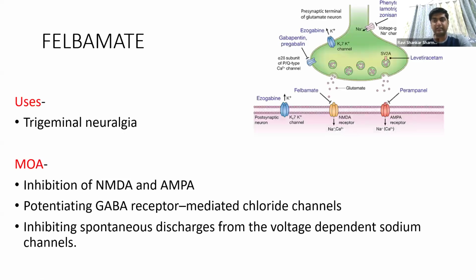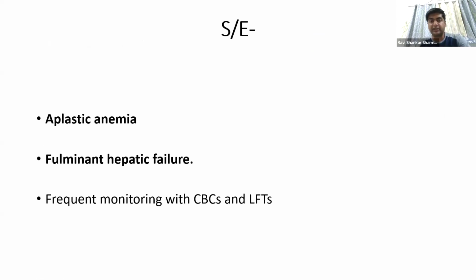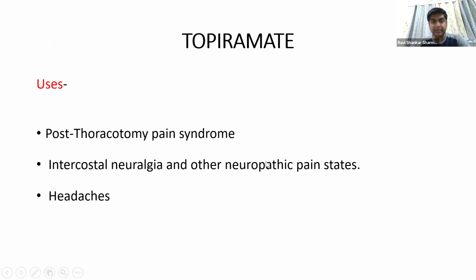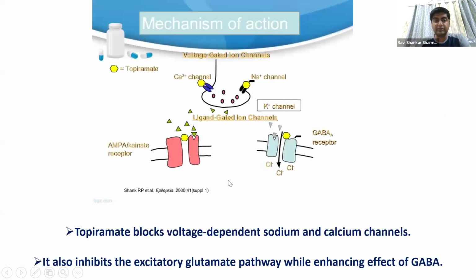Okay. Felbamate is an obsolete drug now, but in terms of MCQs you just need to remember it can cause aplastic anemia and fulminant hepatic failure. It was previously used in trigeminal neuralgia. Okay. Topiramate is one of the important first-line drugs, FDA approved for migraine prophylaxis. Other conditions like headache, post-thoracotomy pain syndrome, and intercostal neuralgia, you can use it. So what does this drug do? It inhibits calcium channels and sodium channels. Okay. That is, ligand-gated calcium and sodium channels.